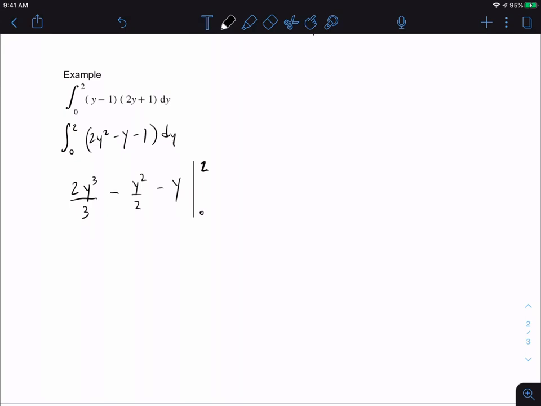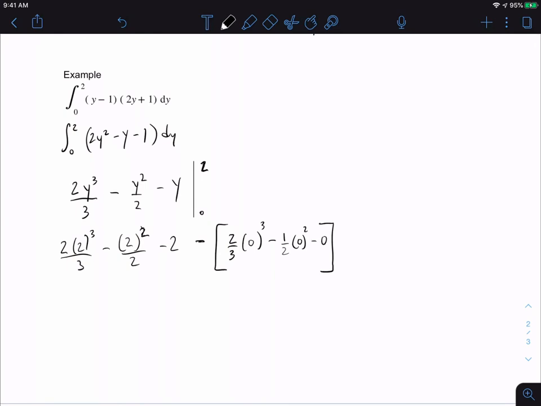Okay, so then I'm going to plug in the 2. So I'm going to go, all right, 2 times 2 to the third over 3 minus 2 squared over 2 minus 2 minus, and then I'm going to do my brackets because I want to be disciplined about this, 2 over 3 times 0 cubed minus 1/2 0 squared minus 0. I'm just trying to show you this part here is my antiderivative with respect to b minus this piece here is my antiderivative with respect to a. Does that make sense? So it's just showing it is the fundamental theorem of calculus, Part 2. We okay?